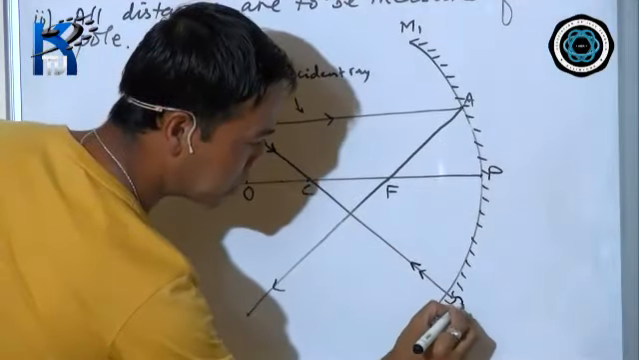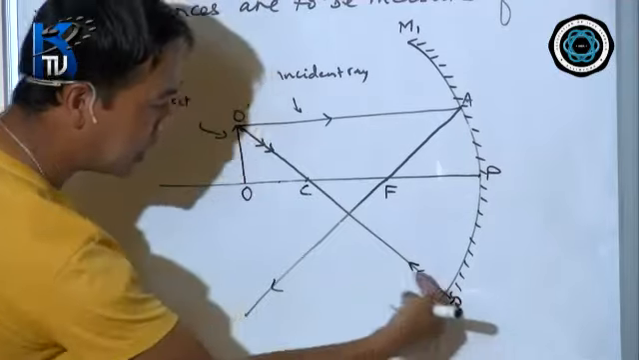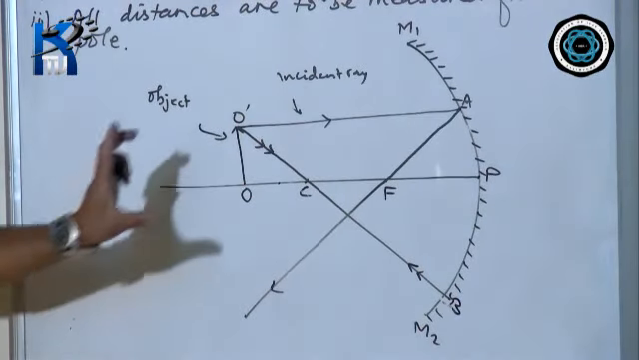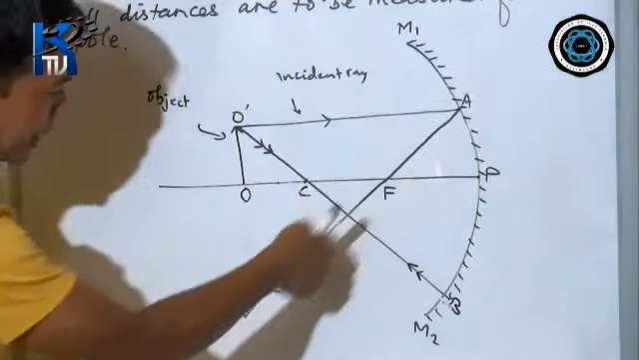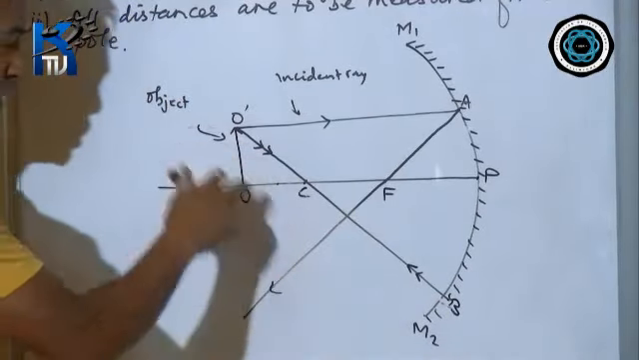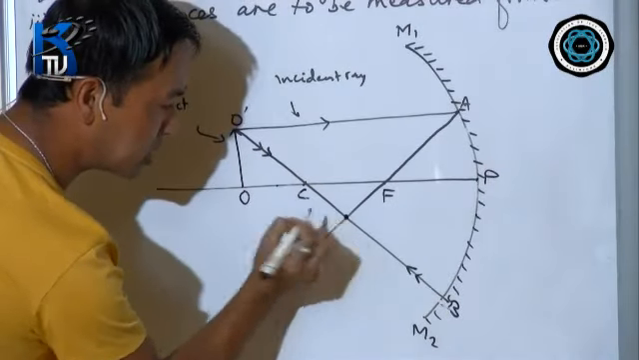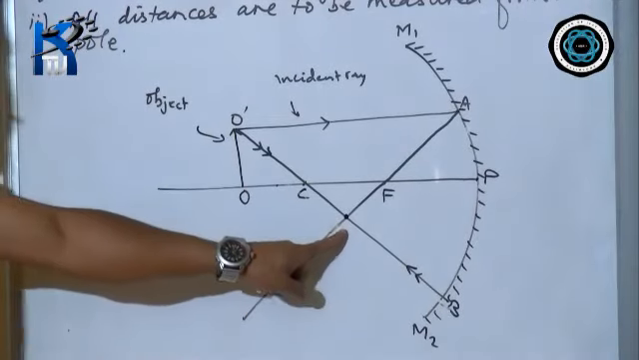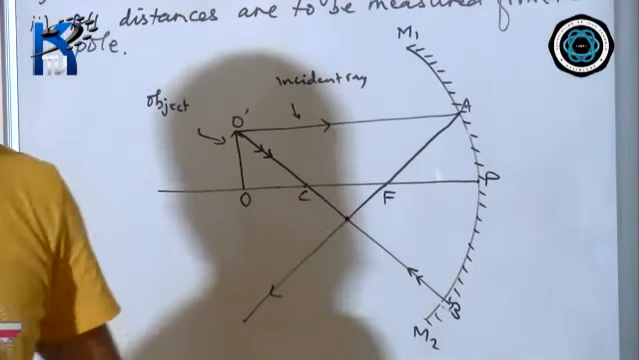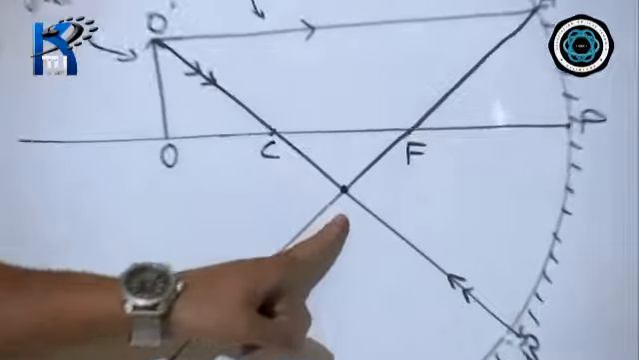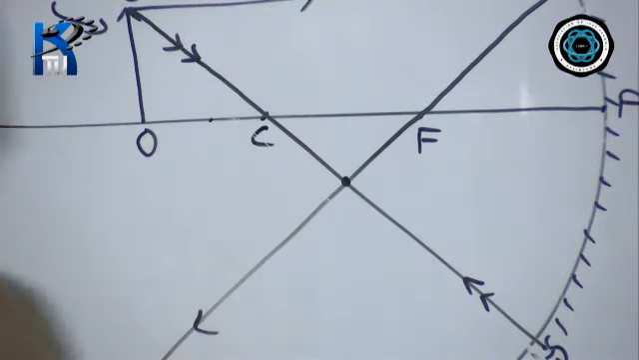Let me mark this point as B. So this is the incident ray, this is the reflected ray. What you can see in the diagram, this is also a reflected ray, this is also a reflected ray. These reflected rays are meeting each other at a point. We call this point the point of intersection.